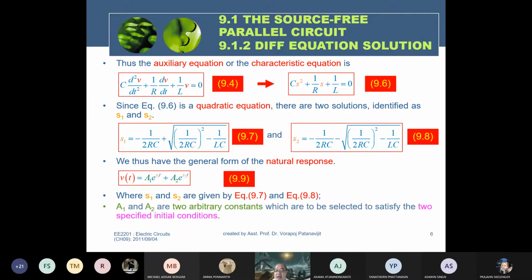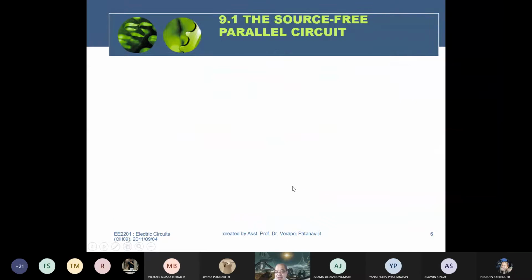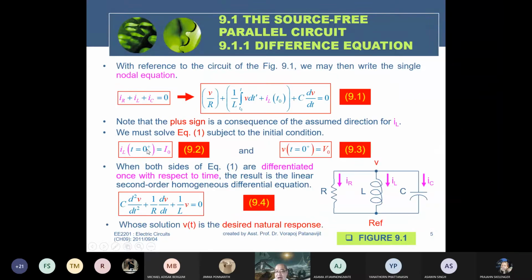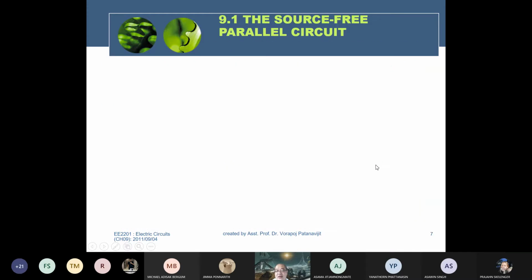A1 and A2 are the two arbitrary constants, which are to be selected to satisfy two specific initial conditions. You can see that you have four parameters. You must determine s1, s2, A1, A2. s1 and s2 you determine from the RLC values directly from equations 7 and 8. But for A1 and A2 you must use the initial conditions, which are here: iL(0 minus), iL at time 0 and vC at time 0, we call I naught and V naught.